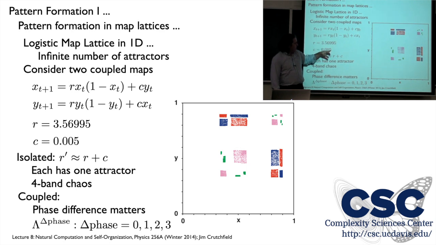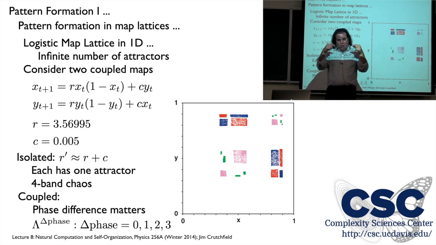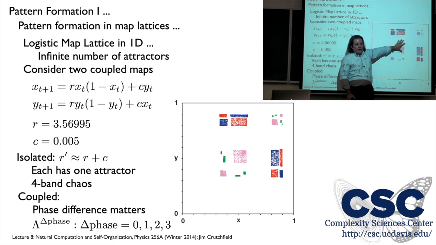If you play around with the parameters, lowering the R value or decreasing the coupling a little bit, what happens is that you can jigger the parameters so that you essentially can see the period 2 to the infinity orbits. And the consequence is you actually have an infinite number of attractors in the 2 coupled map case.